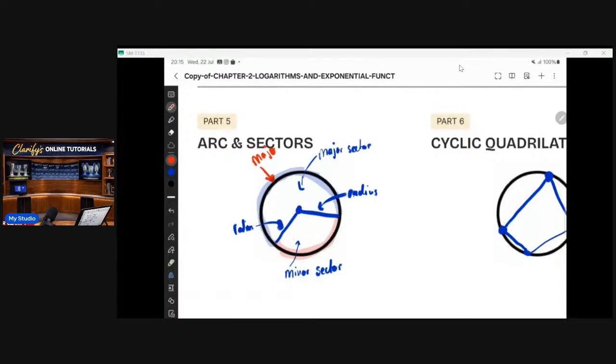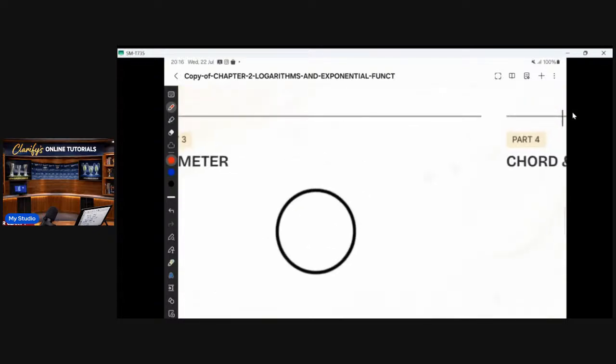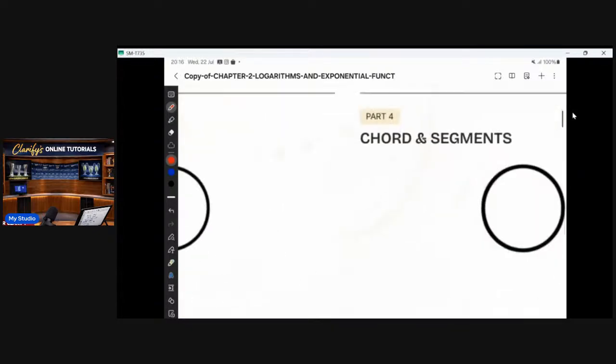So if somebody uses the word arc, don't get confused. You know what it means now. When somebody uses the word arc, they are obviously talking about a piece of the circumference. Then you go up and you're going to deal with the other parts.